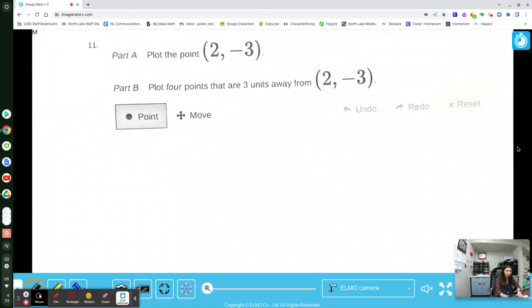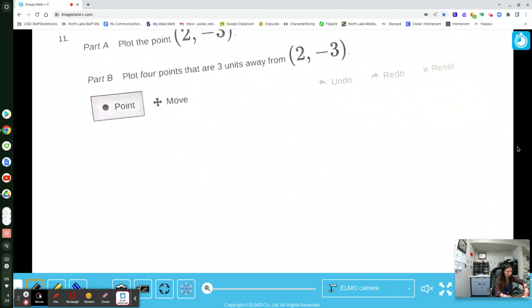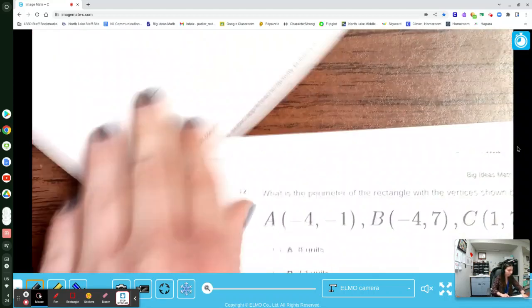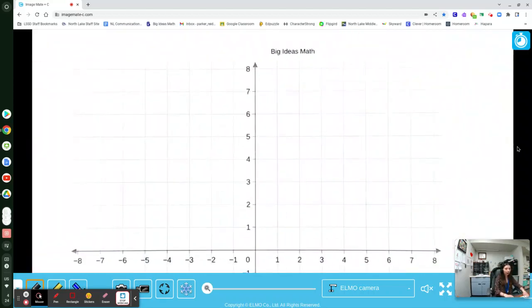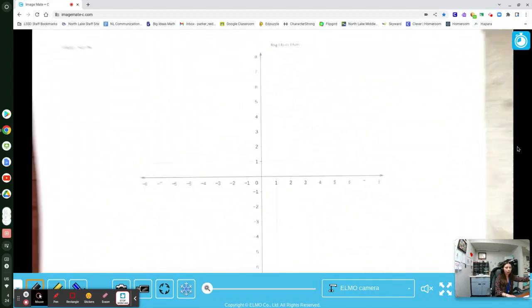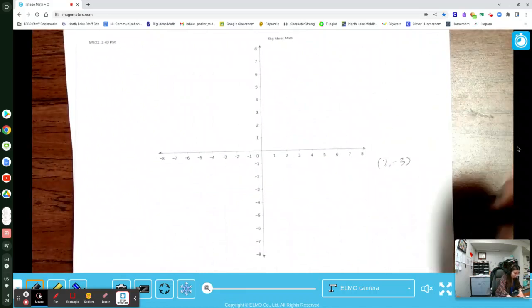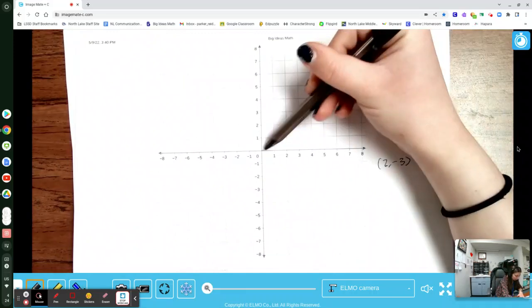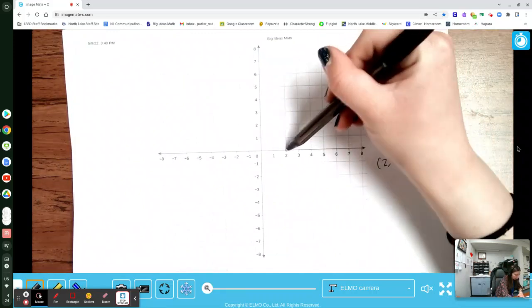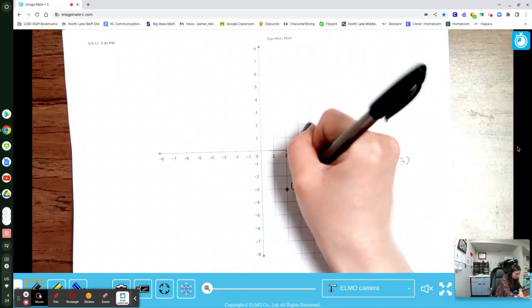Number 11, plot the point 2, -3, and then plot 4 points that are 4 units away from 2, -3. So the graph's actually on the next page, so I'm going to have to flip the page. So part A, I'm graphing 2, -3. So remember it goes x then y. So I'm going to go right 2 because x is left and right. And then I'm going to go down 3 because y is -3. So here is where 2, -3 would be.